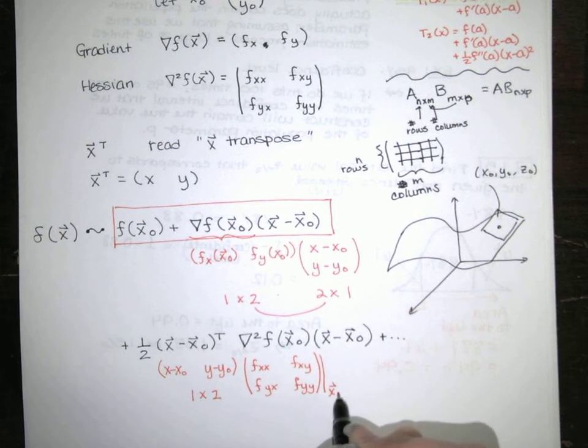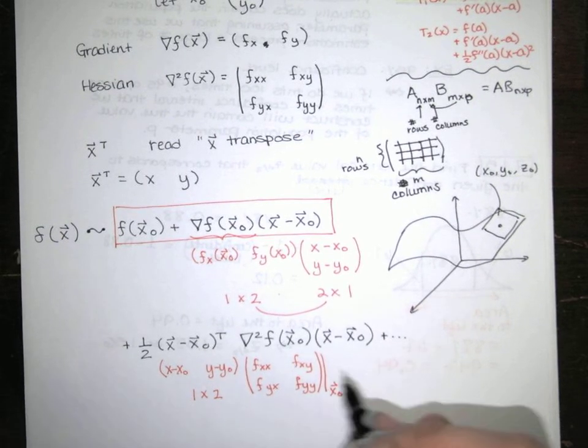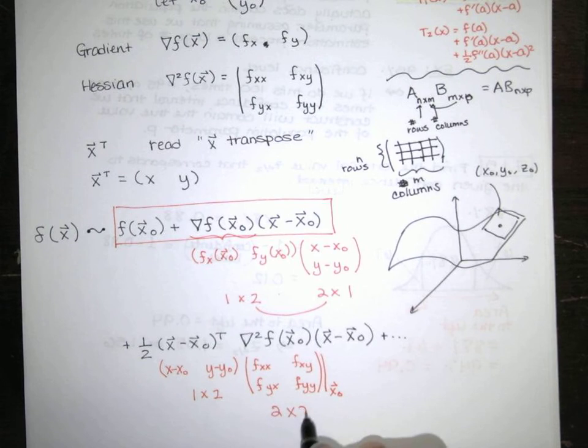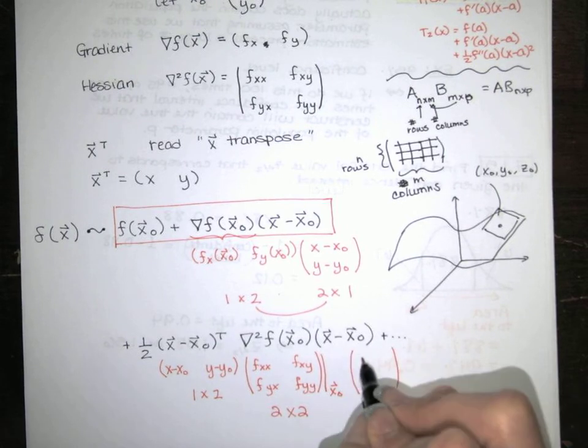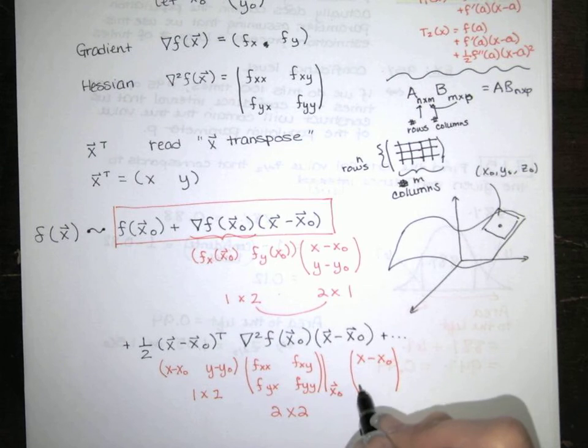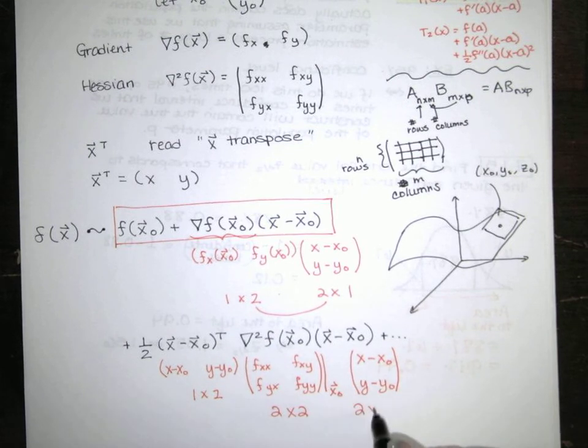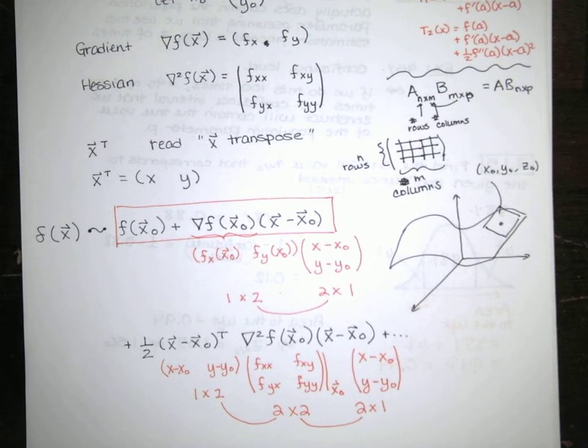Evaluated at the vector x naught. And that's a 2 by 2. And we're taking that and multiplying by this column vector over here with components x minus x naught and y minus y naught. It's 2 rows by 1 column. So those match and those match, so we should be able to multiply them. And when we're done, the result is a 1 by 1, and we're going to multiply it by 1/2.